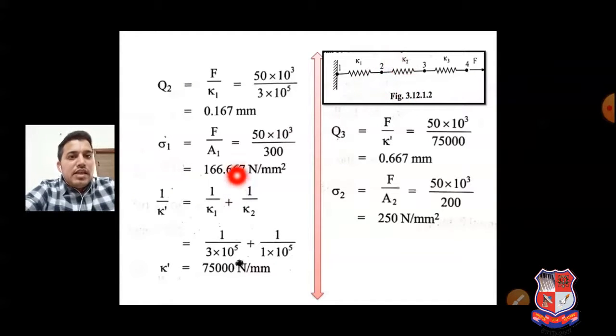That's why we formulate as per the Kirchhoff law and the parallel principle: 1 upon K dash is equal to 1 upon K1 plus 1 upon K2. I already explained this during the theory time. So here we have to find Q3 and sigma 2.